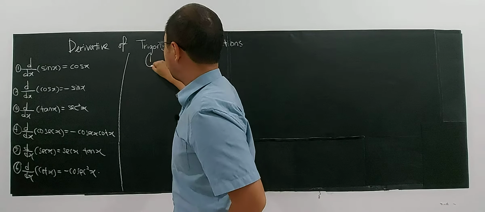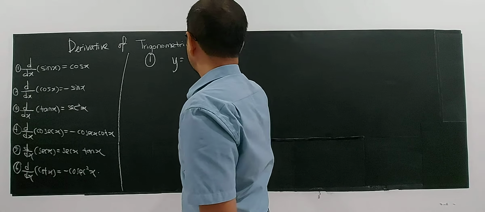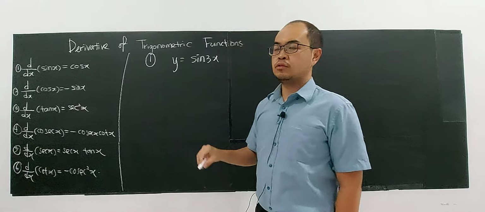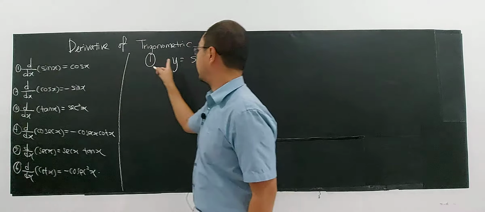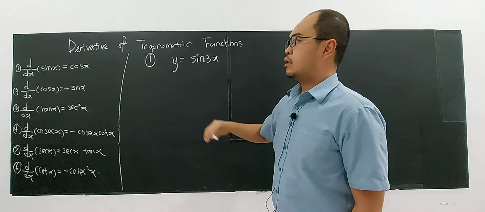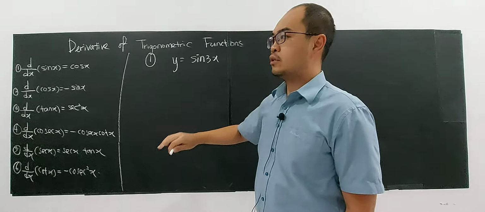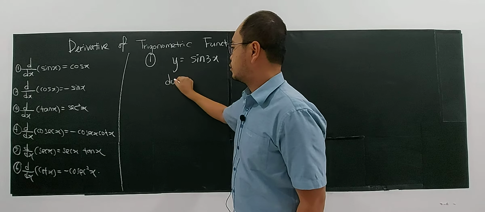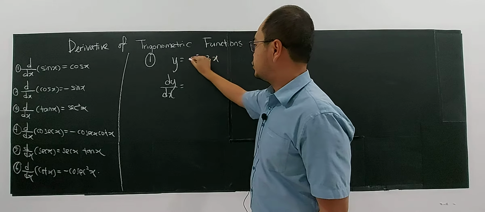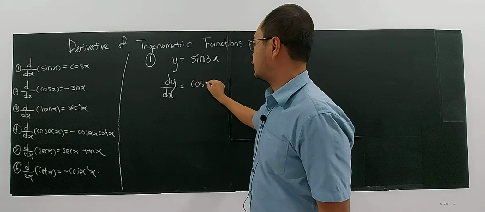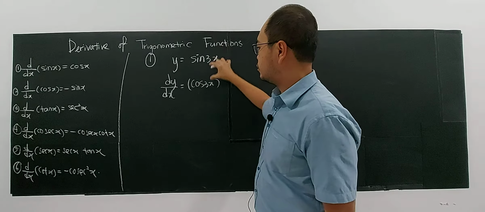So for example, question 1, if I have y equals sine 3x, you might say, sir, the formula here is sine x, there is no sine 3x here. You can use this formula as a reference: differentiate sine, you get cos. You see how I differentiate this: differentiate sine, you get cos 3x.